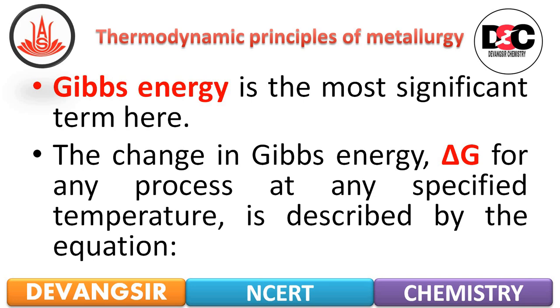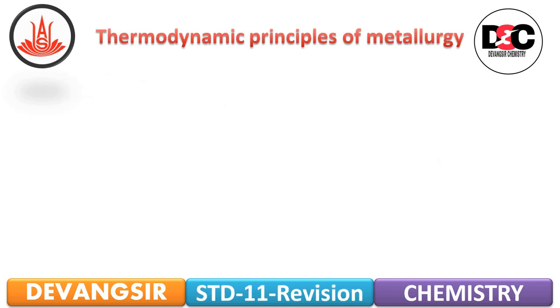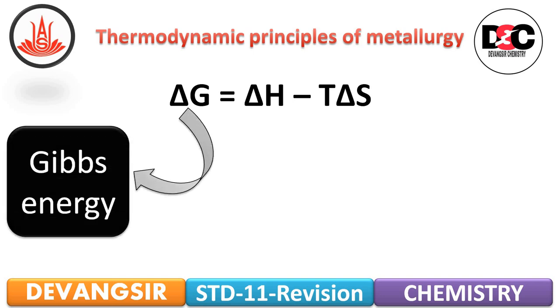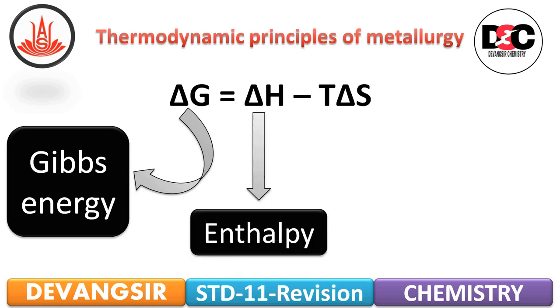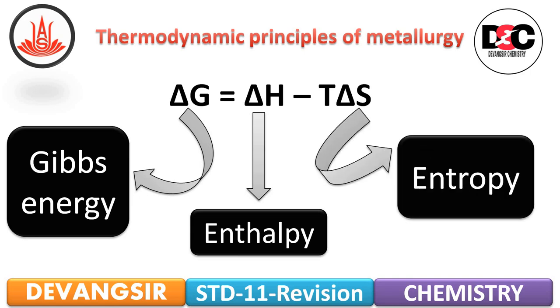The change in Gibbs energy, that is delta G, for any process at any specified temperature is described by the following equation: delta G is equal to delta H minus T delta S. Now what is all this? We are already aware, but I'll brief you. Delta G is called the Gibbs free energy, delta H is the change in enthalpy, T is the temperature, and delta S is the change in entropy, that is, the degree of randomness.